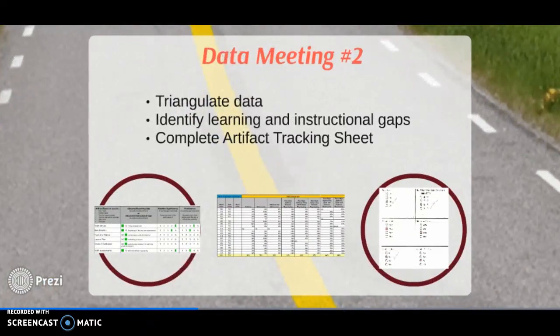In Data Meeting 2, the teachers of the PLC come back together and triangulate the data they collected. They look at the different pieces and determine how useful the data is in answering the exploratory question and if it is identified as a learning gap or an instructional gap. They do this by completing an artifact tracking sheet.